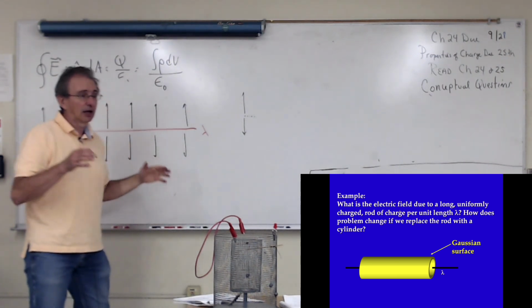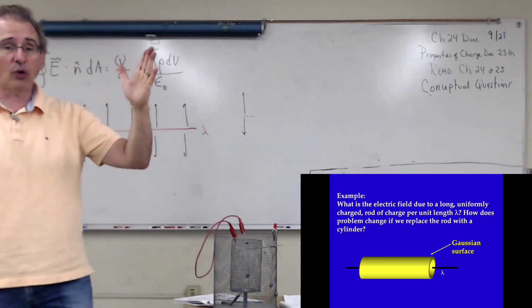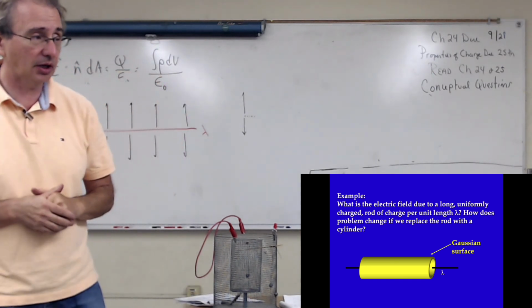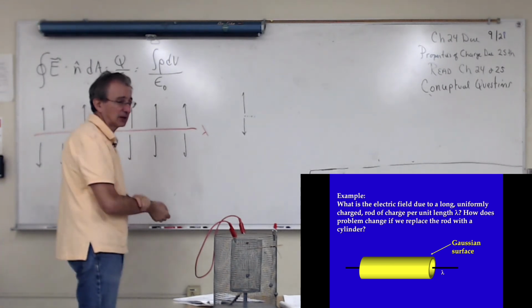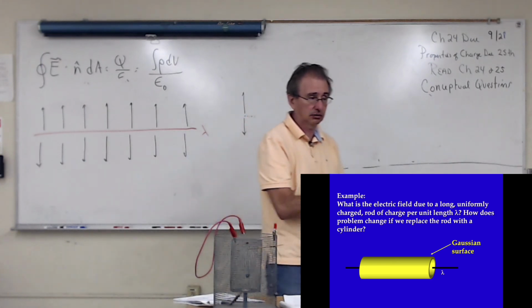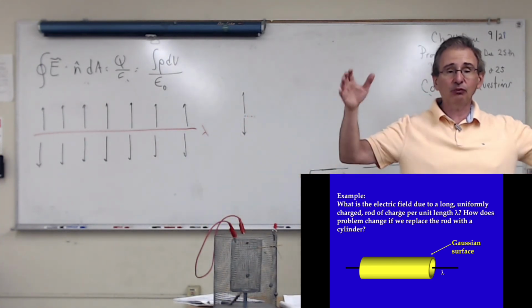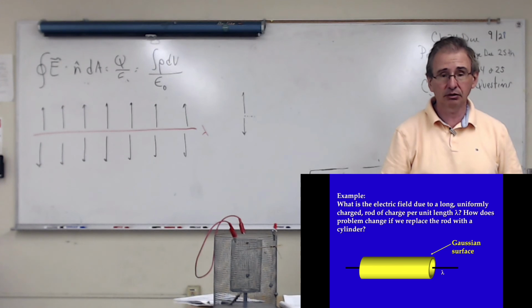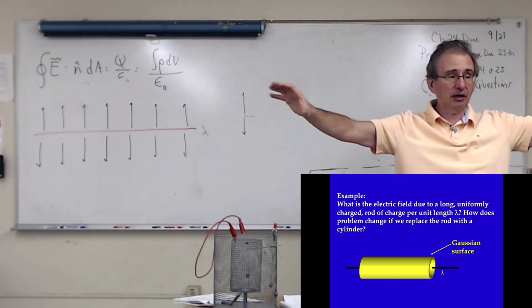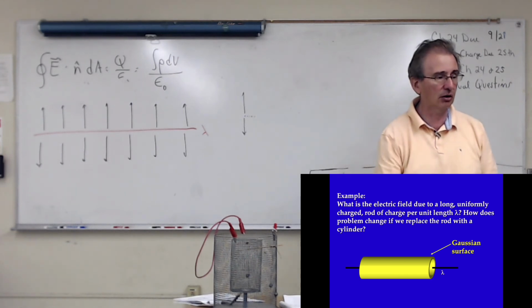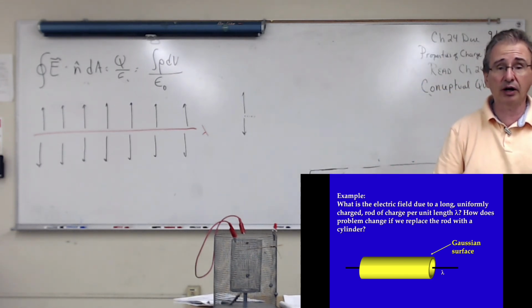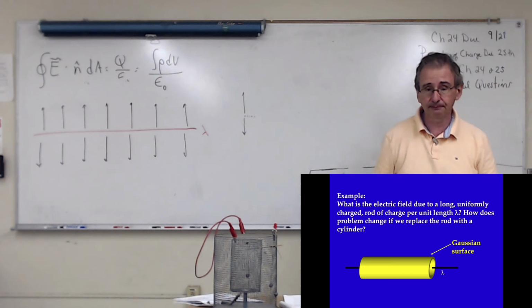Now, I cannot do this for a wire that's not long, because if I have a wire that's not long, I'm not going to have the symmetry I need to use Gauss's law, because weird stuff happens at the edges. The field lines actually bend at the edges, so I lose my symmetry. So I'm going to pretend it's infinitely long. And you might say, well, there's no such thing as infinitely long wires. But I'll give you an example where this approximation will work. Okay?